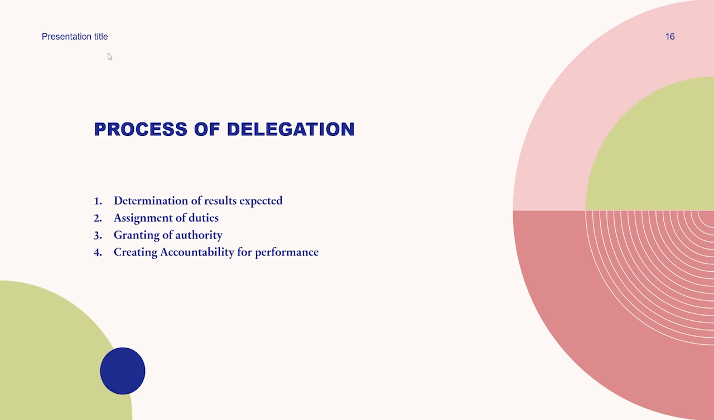Fourth point, creating accountability for performance. Delegation creates accountability on the part of the subordinates for the assigned work. The subordinates are answerable to the delegator for the proper performance of the assigned work and for the exercise of the delegated authority. However, the extent of accountability depends upon the extent of delegation of authority and responsibility. You have to study delegation. It's a very, very important question.